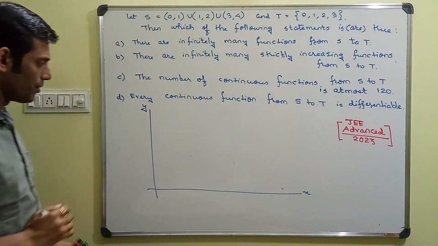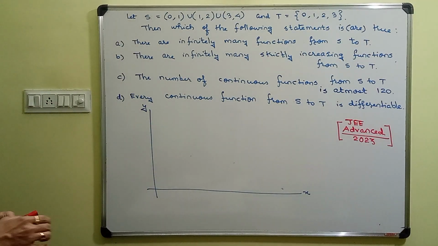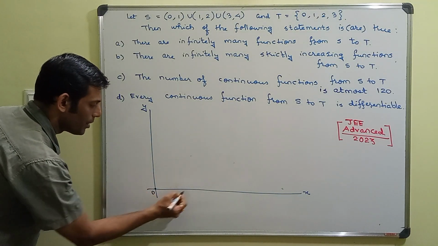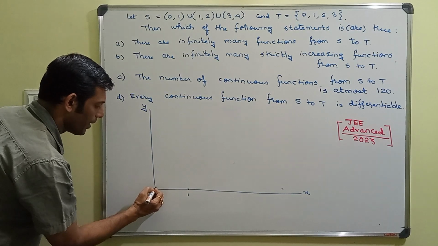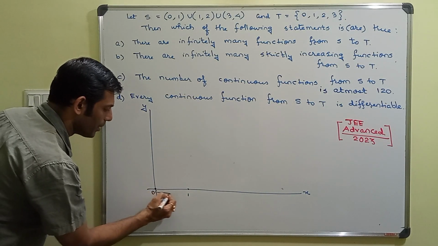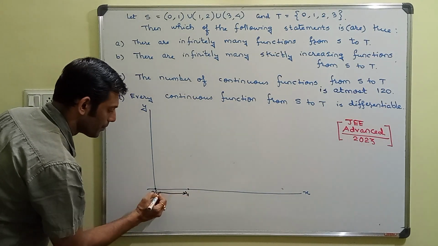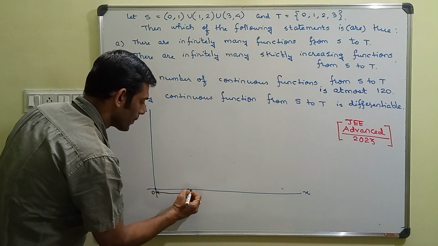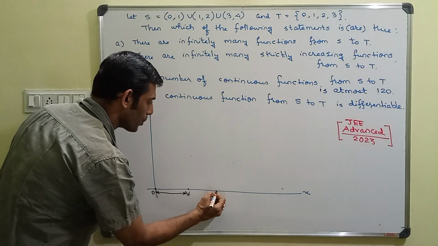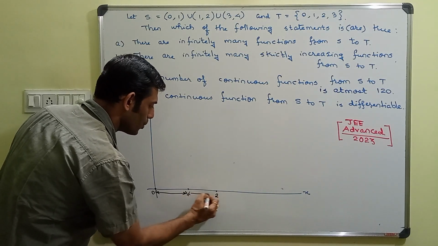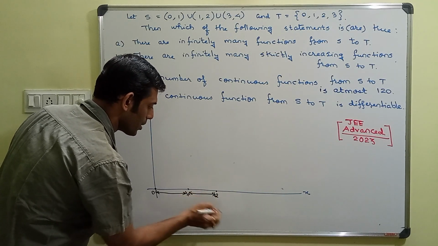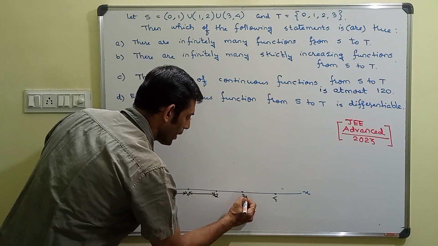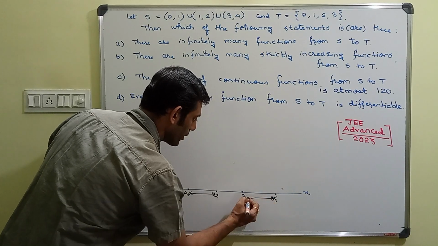sketch of this function and say from 0 open till 1. If I take this as an open interval, if this is a part of the domain, and then from 1 till 2. So if we go like this, and then from 3 till 4, if we have an open domain like this.